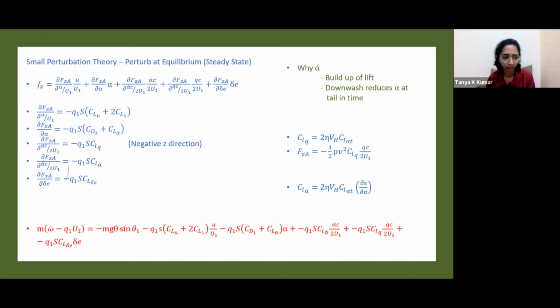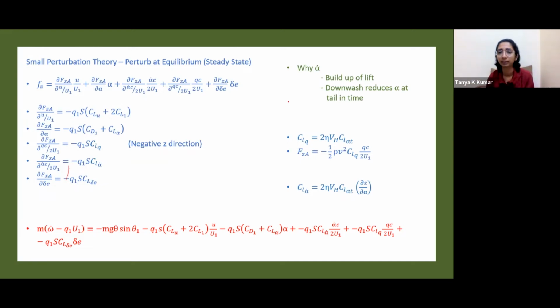Similarly, we conduct the analysis for the second equation, where we compute 5 different terms, 5 different derivatives. Now this negative sign is coming in these two new terms. Why? Because lift is in the opposite direction to your z axis. So there is a negative sign because of that.